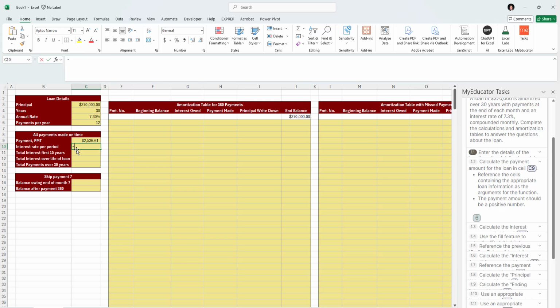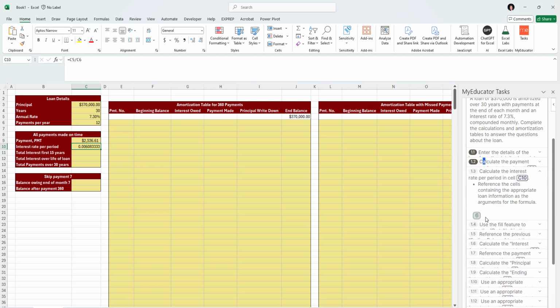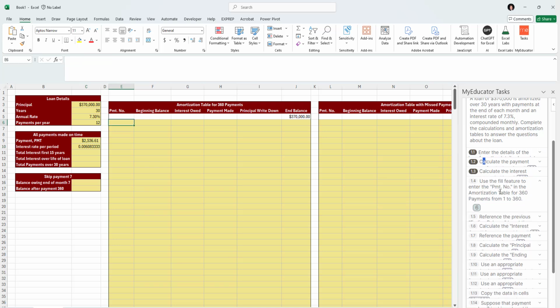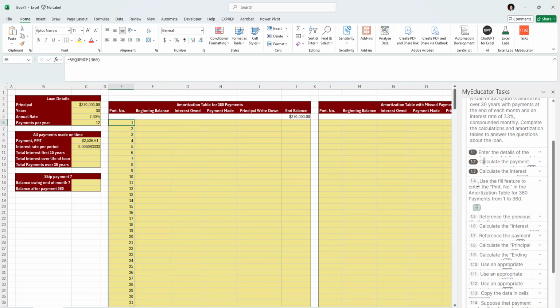Interest rate per period is annual rate divided by the number of payments per year, number of compoundings per year. Let's see. Calculate the payment, done. Calculate the interest rate per period. Okay. Use the fill feature to enter the payment number in the amortization table from 1 to 360. So I think I should be able to do the sequence function, 360 rows should do it.